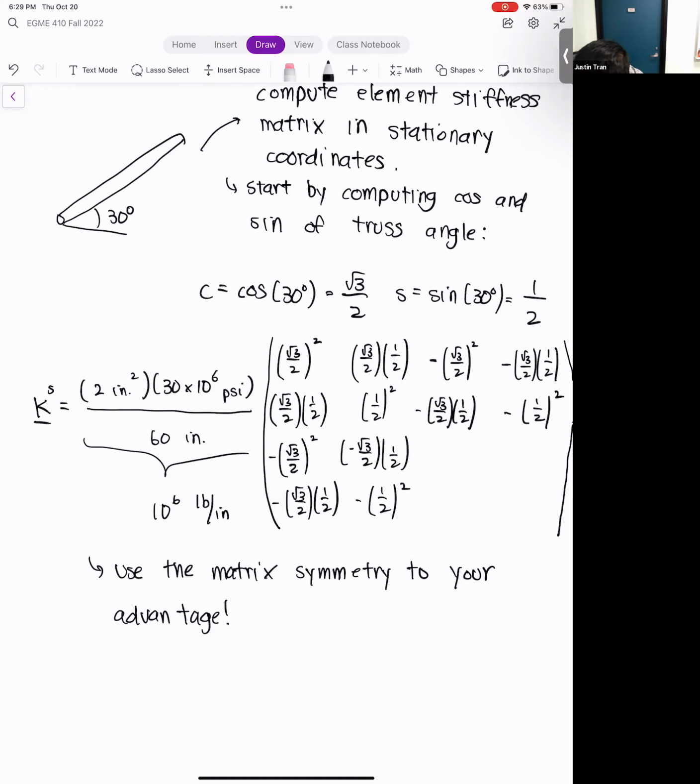I'm just going to finish this out. And so we have a cosine squared on the diagonal. So that's √3/2 squared. And then cosine sine, so that's √3/2 times 1/2. And the bottom right, we have sine squared, which is 1/2 squared.